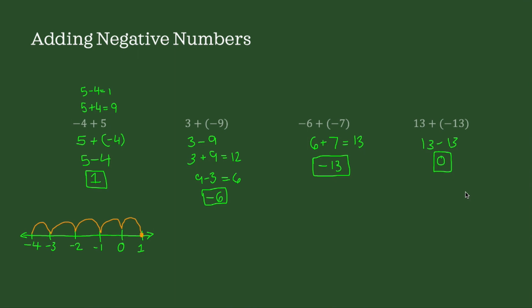But you can also see that when you ignore the negative sign, these two are the same number, so these two will cancel out and give us 0. Alright, let's move on to the next slide.